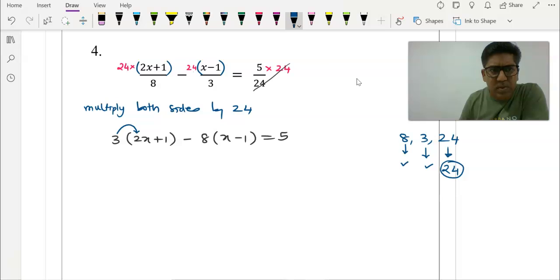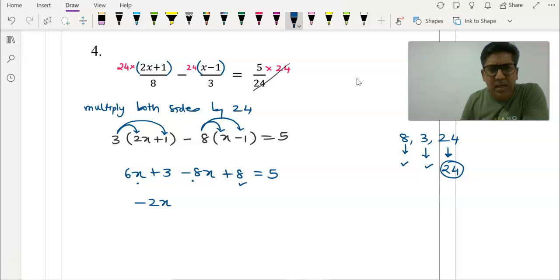Expand the bracket, so multiply both the terms by 3. So 3 times 2x will give me 6x. 3 times 1 will give me plus 3. Negative 8 times x will give me minus 8x. Negative 8 times negative 1 will give me plus 8. Right side we have 5. Combine the like terms. 6x minus 8x will give me minus 2x, and 8 plus 3 is plus 11, equal to 5.